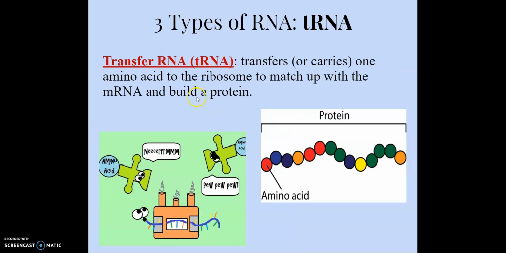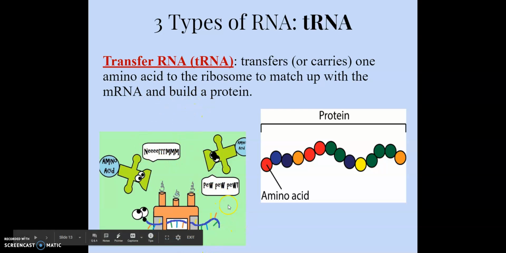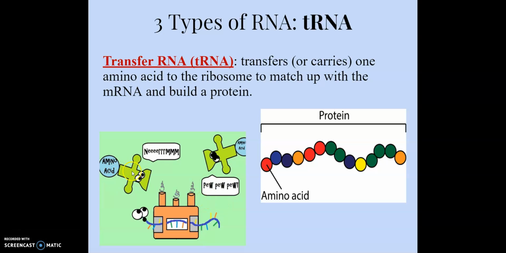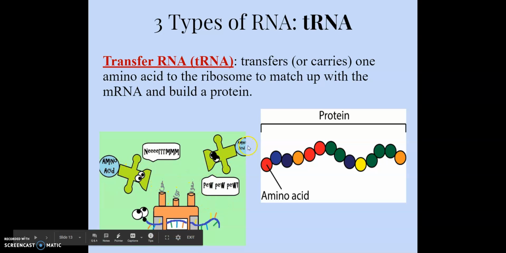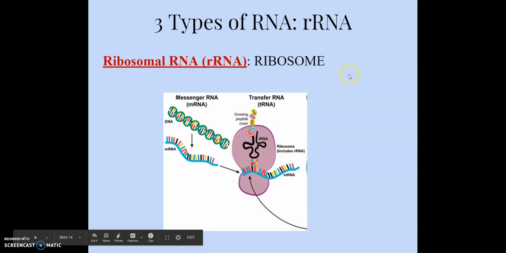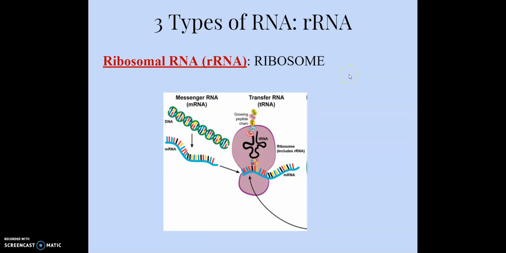The next one is transfer RNA, tRNA. This is going to transfer or carry one of the amino acids to the ribosome to match up with the mRNA to build the protein. So this is going to be the RNA that's going to physically add the amino acids together, matching with the other RNA sequence to build the physical protein. And then finally, our ribosomal RNA is the actual ribosome.